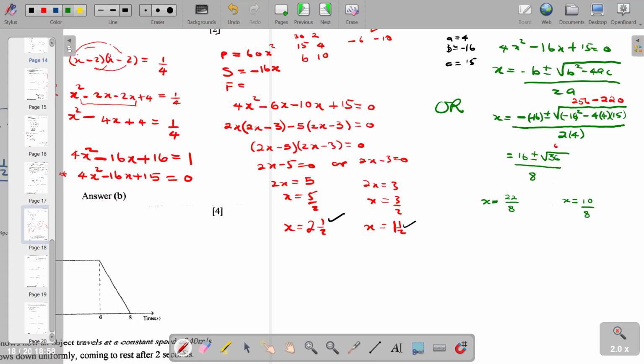Minus b, which is 16, plus or minus the square root of 16 times 16 is 256, minus 15 is 36, all over 2, our a is 4. So using this formula, our answers are getting what? Slightly different. It's minus b. What is happening here? We have to check.